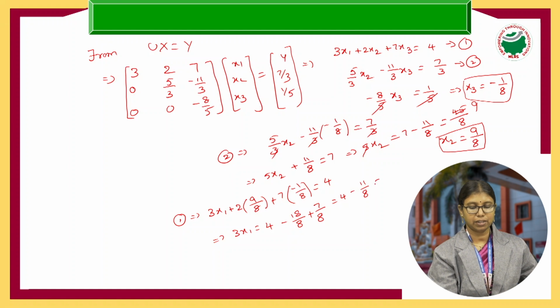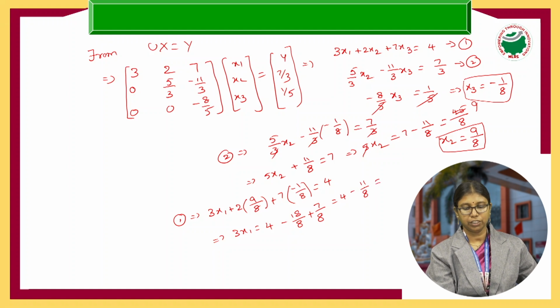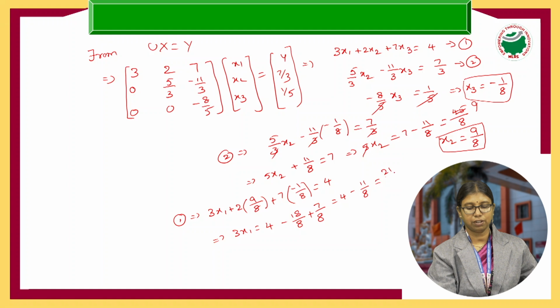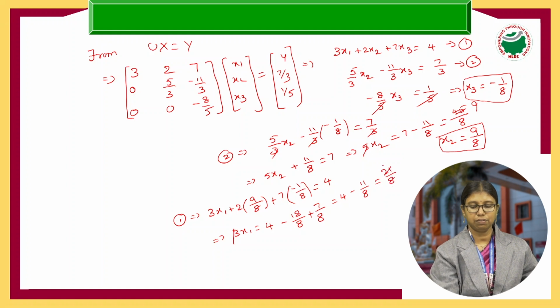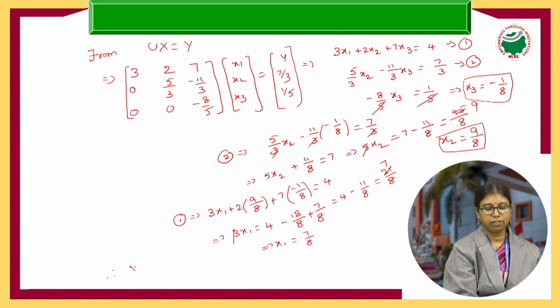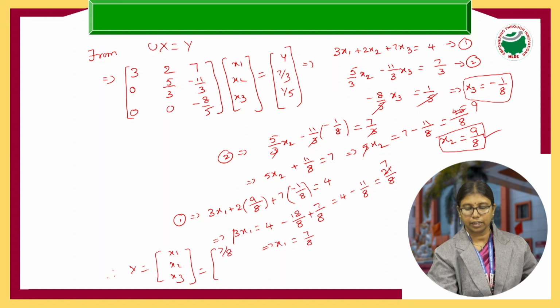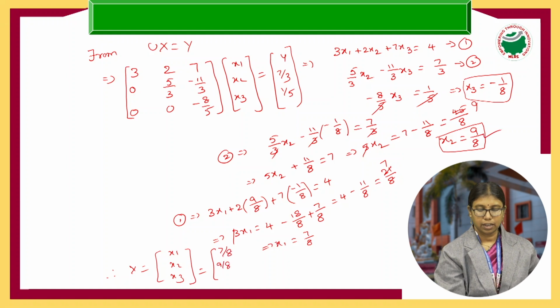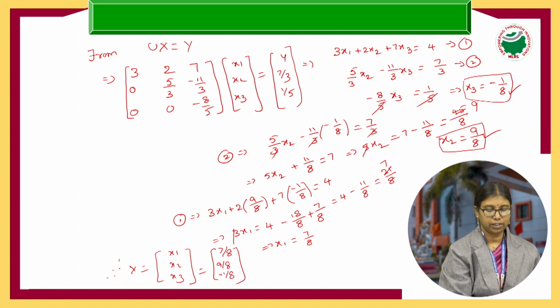By taking LCM again, 4 8s are 32. 32 minus 11 means this is 21 by 8. We can cancel with 3, 3 7s are 21. Then x1 is 7 by 8. So what is the final answer? Your final answer, capital X is x1, x2, x3, which is equal to x1 is 7 by 8, x2 is 9 by 8, x3 is minus 1 by 8. So this is the final answer.